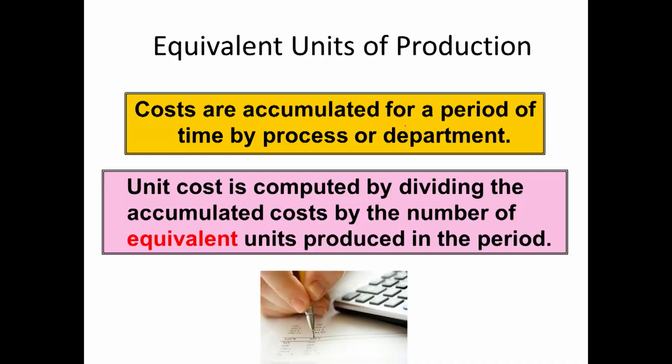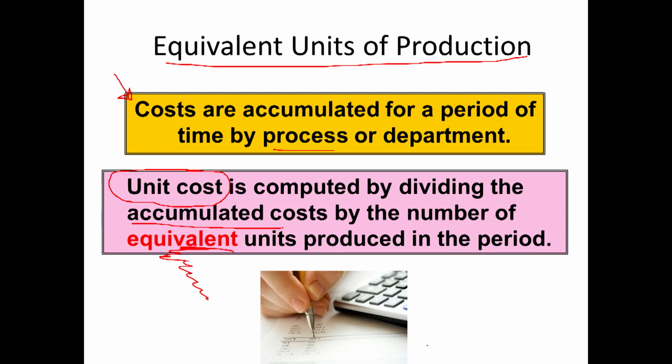What are equivalent units of production? Well, let's talk about that. First of all, let's understand that we do accumulate costs for a period of time, either by process or department. And then we want to figure out our unit cost. Well, how do we do that in Chapter 20, process costing? We divide those accumulated costs by the number of equivalent units produced in the period.